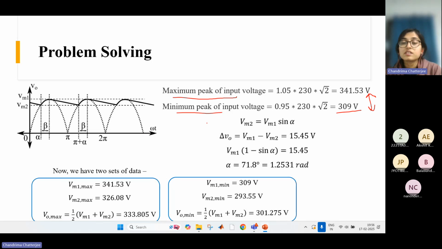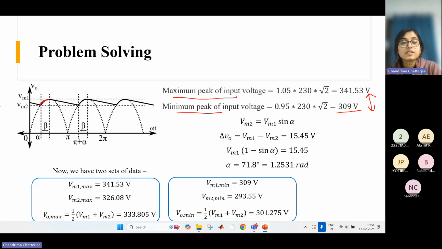And here again we have some annotations. These are the angles: 0, alpha, pi, then pi plus alpha. And this charging duration, when the capacitor is getting charged, is given as beta. Okay, so this duration is beta.